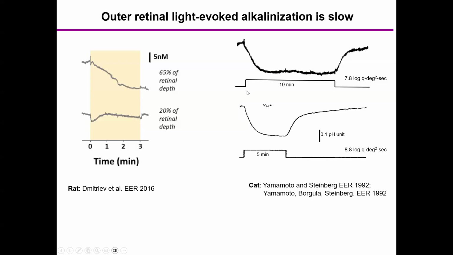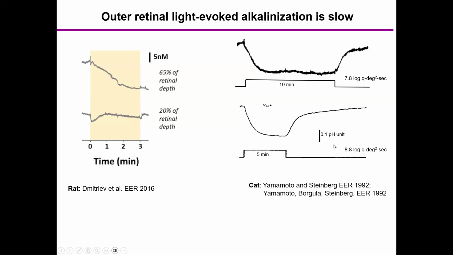The same thing is true in cat, where it takes 2.5 or 3 minutes to change metabolism in the cat retina. These two traces are from different papers by Yamamoto. He was the first person in Steinberg's lab to really make these pH measurements in the intact retina.